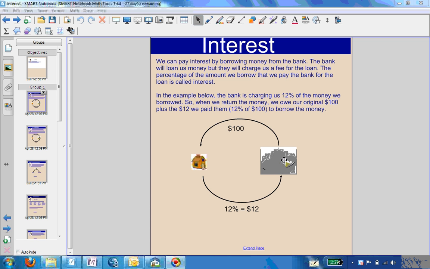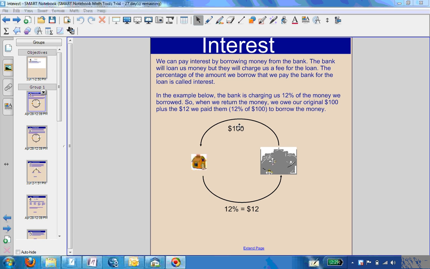In this first example, we are borrowing $100 from the bank. Whenever you borrow money, you have to pay to borrow that money. So in this example, we're paying 12% on the amount that we're borrowing. Since we're borrowing a nice easy number like 100, we know that 12% is the same as $12.